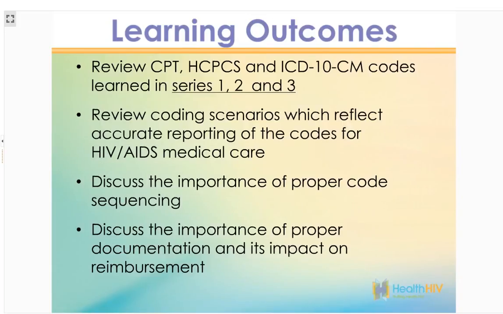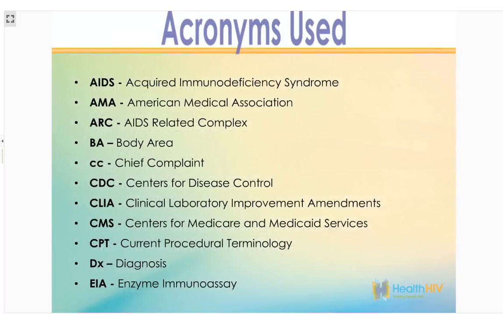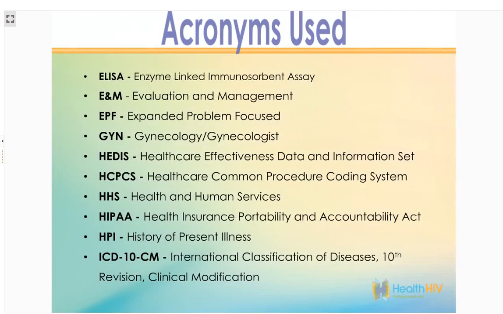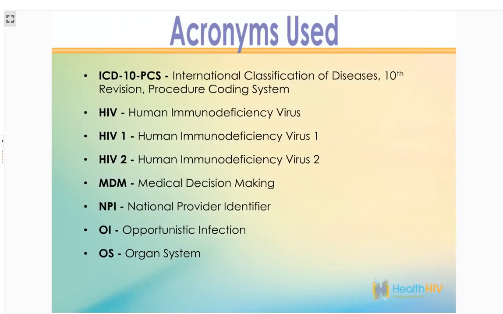So the learning outcomes, again: we're going to review the CPT and HCPCS codes along with the ICD-10 codes that were covered in series 1, 2, and 3. We will look at some very specific coding scenarios which reflect the accurate reporting of the codes for AIDS and HIV medical care. We'll discuss the importance of proper code sequencing, also looking at modifiers when applicable, and discuss the importance of proper documentation and its impact on your reimbursement. The next few slides are just the acronyms that were used in the webinar series.